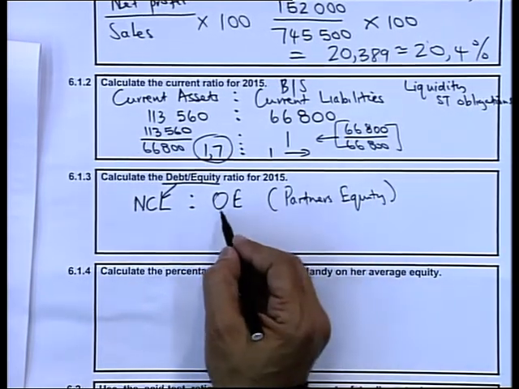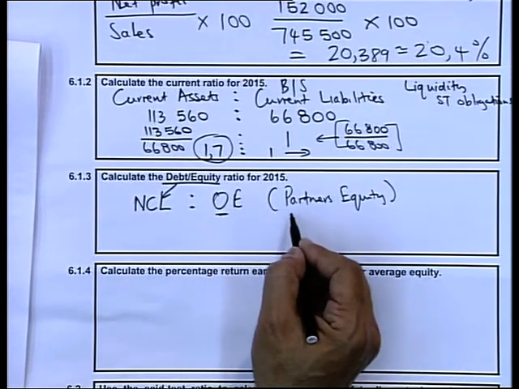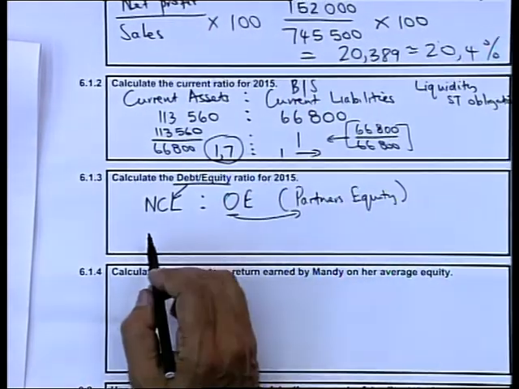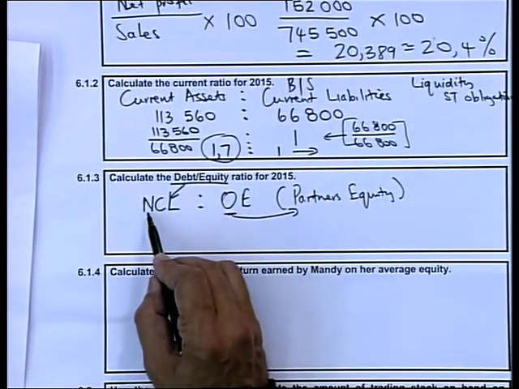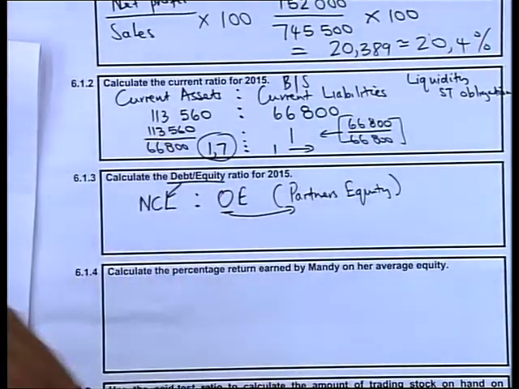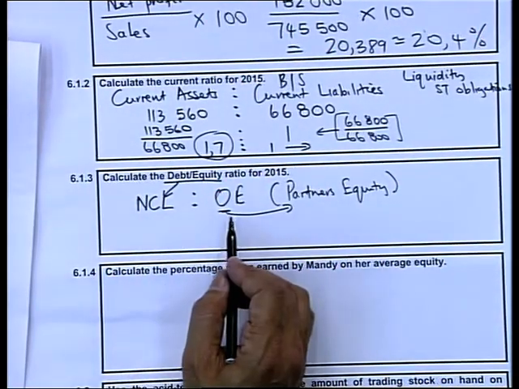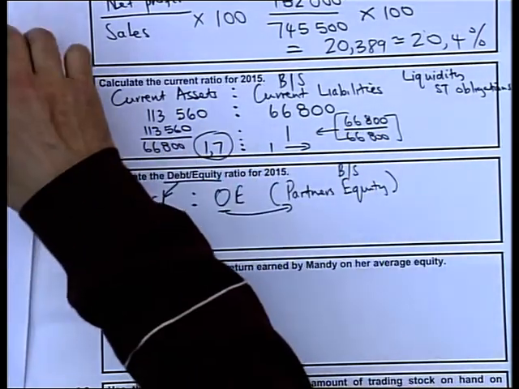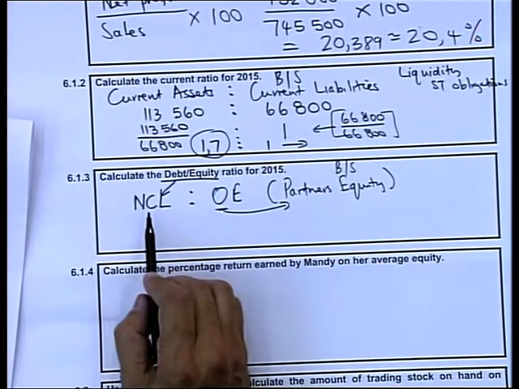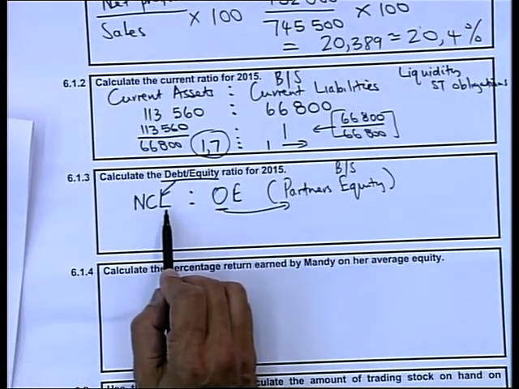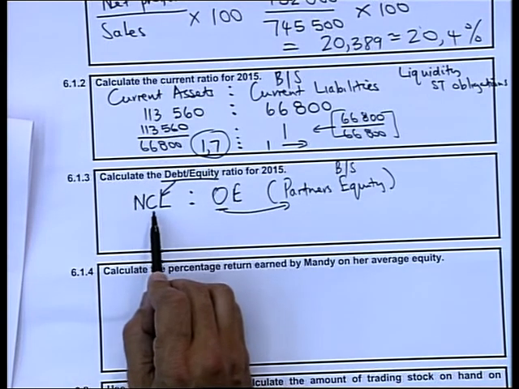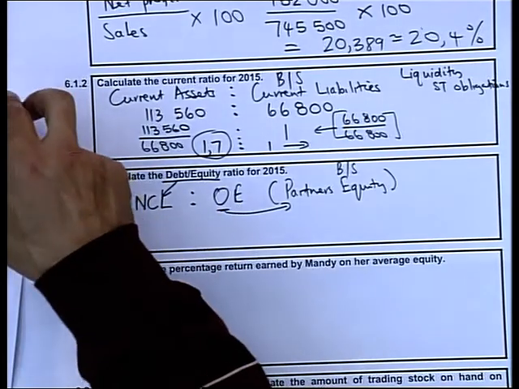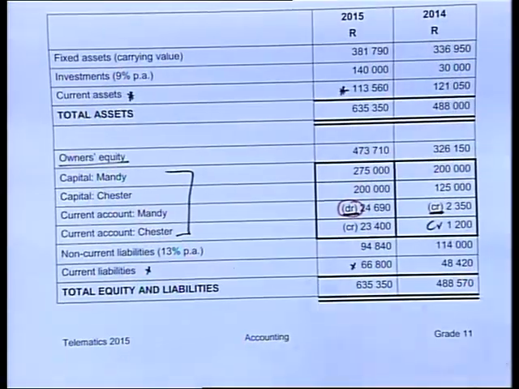Okay, why owners? Because the owner of a partnership is called a partner, so it could be partner's equity. But on your left-hand side, the debt, we're looking at the non-current liabilities. Both these pieces of information will be situated in the balance sheet. So we get that information from the balance sheet, looking for the item non-current liabilities, or sometimes it's also called just the long-term loan, and we're looking for the item owner's equity. So there we go, there's the information.